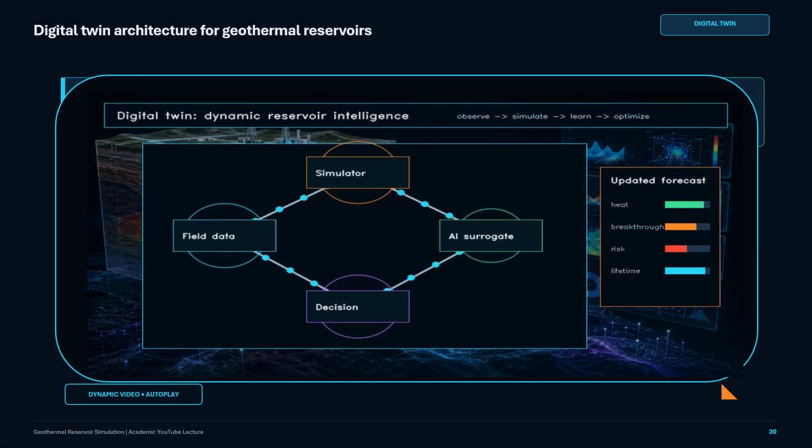A geothermal digital twin connects the field system, the physics simulator, the AI model, the uncertainty engine, and the decision dashboard. The field provides real-time or periodic monitoring data. The physics simulator represents flow, heat, stress, and chemistry. The AI component accelerates prediction and identifies patterns. The uncertainty engine tells us how confident we are.